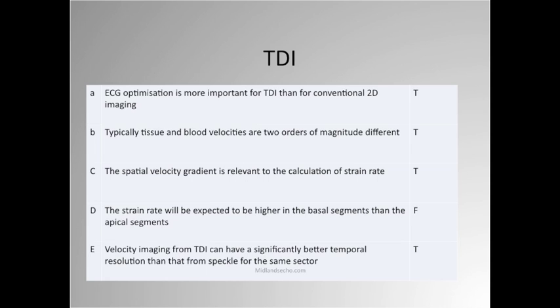Velocity imaging from tissue Doppler can have significantly better temporal resolution than that from speckle for the same sector. That's true because from tissue Doppler you can acquire just the spectral Doppler, very high frame rate, but from speckle you're limited to the frame rate of the grayscale image, which is always lower than a single line frame rate.